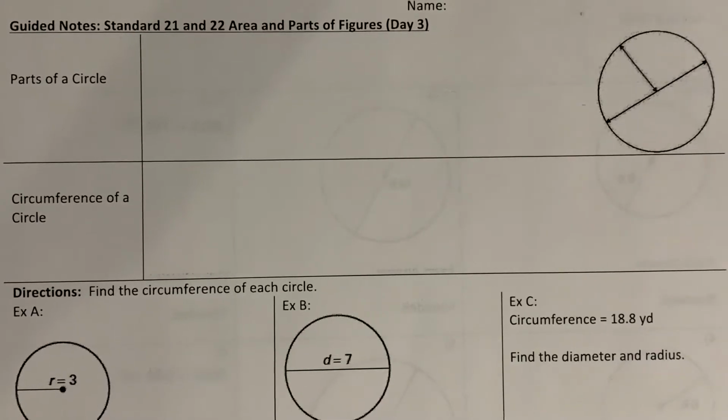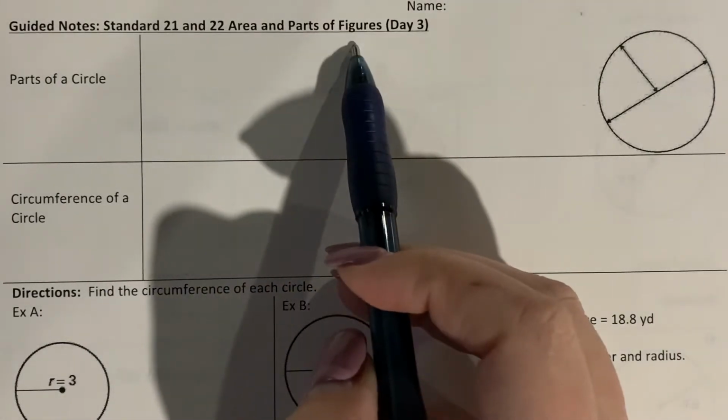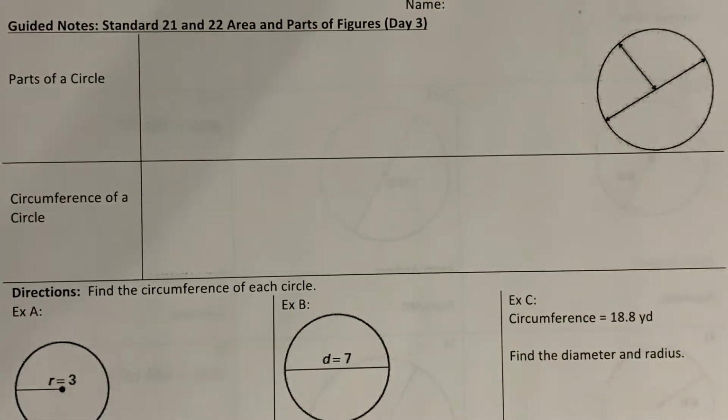Everybody, Mrs. Bowen here, and we're going to take a look at guided notes for standard 21 and 22, area and parts of figures. And day 3 is going to take a look at circles.